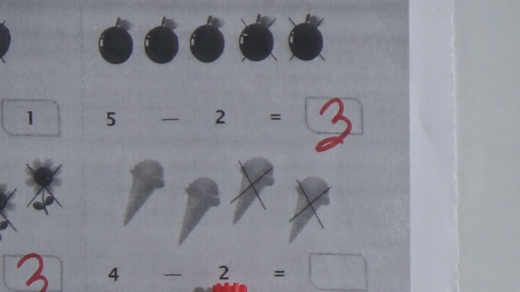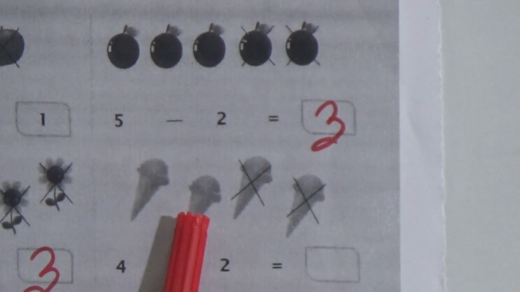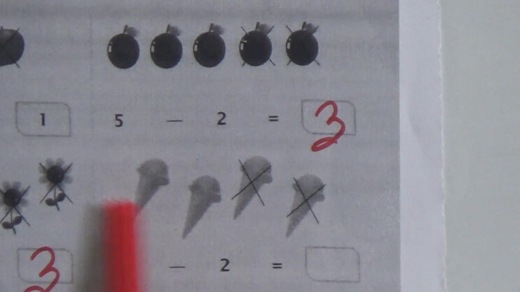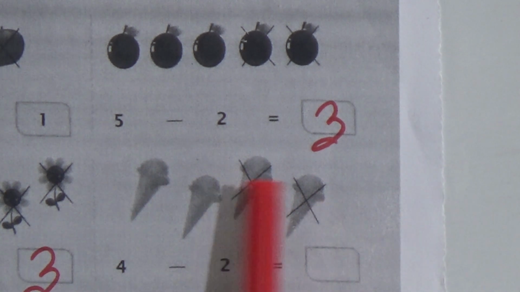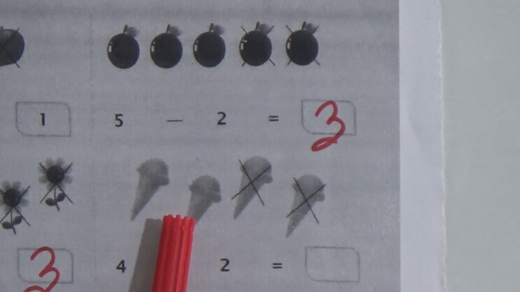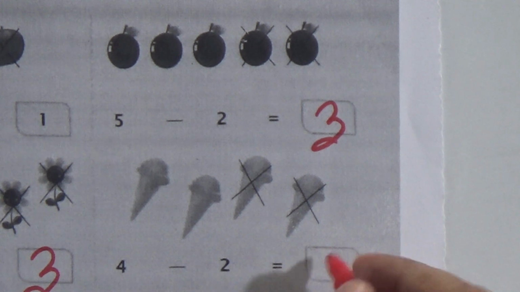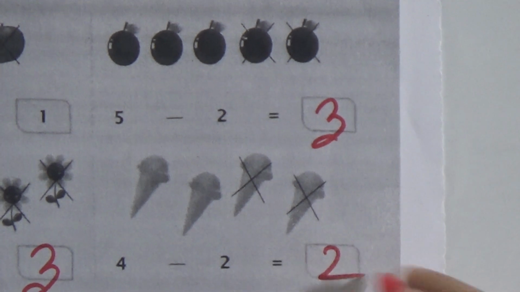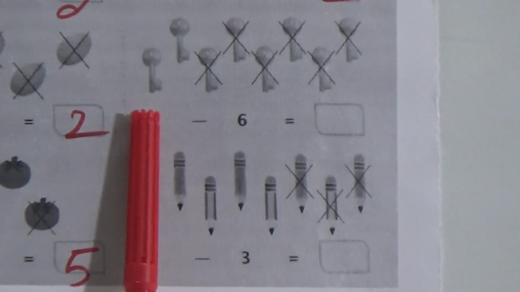Now the next question. 4 minus 2. Here 4 means total 4 cone ice cream here. 1, 2, 3, 4. We have to subtract 2. It means we can cross out 2. 1, 2. If we cross out 2, 2 left. This 2 left. So we can say if we subtract 2 from 4, the answer will be 2.